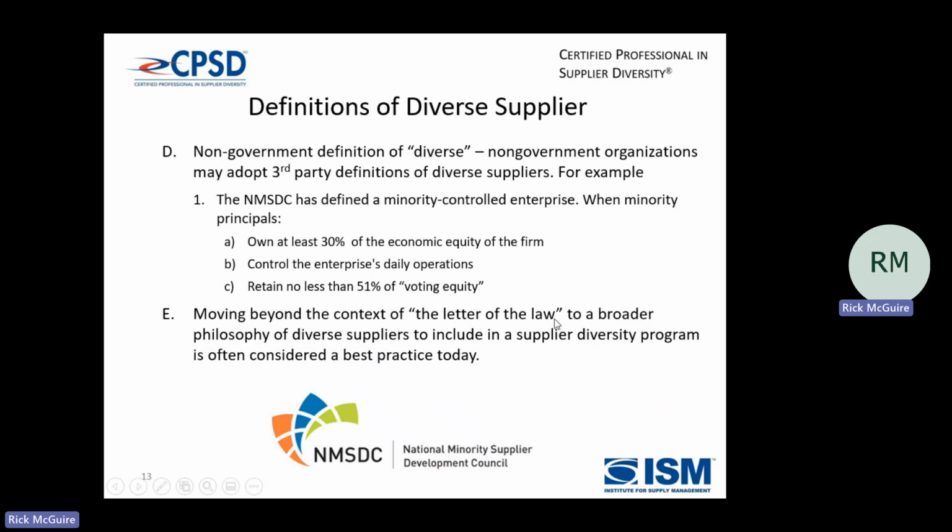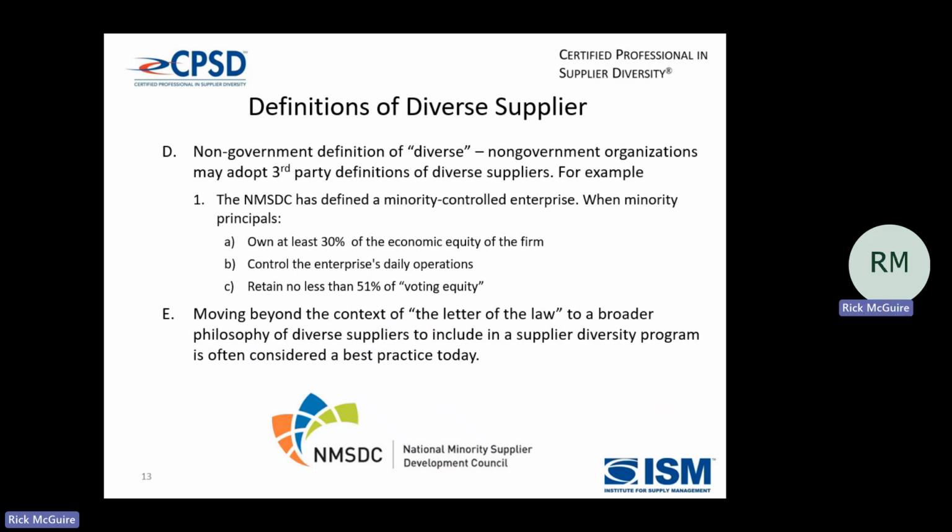Non-governmental organizations may adopt third-party definitions of diverse suppliers, which is what I would do if I was a non-governmental organization. The NMSDC has defined a minority-controlled enterprise as one where minority principals own at least 30% of the economic equity of the firm, control the enterprise's daily operations, and retain no less than 51% of the voting equity. That's what makes it a diverse supplier for the NMSDC, which is the National Minority Supplier Development Council.